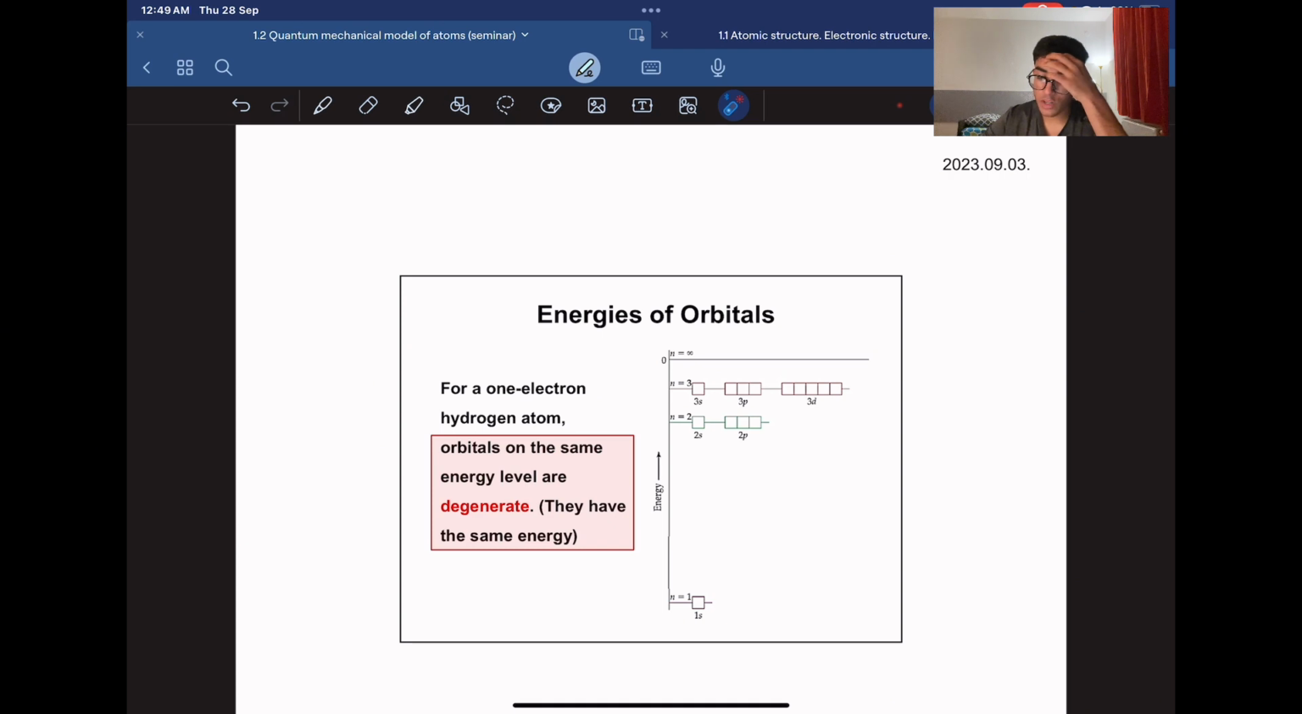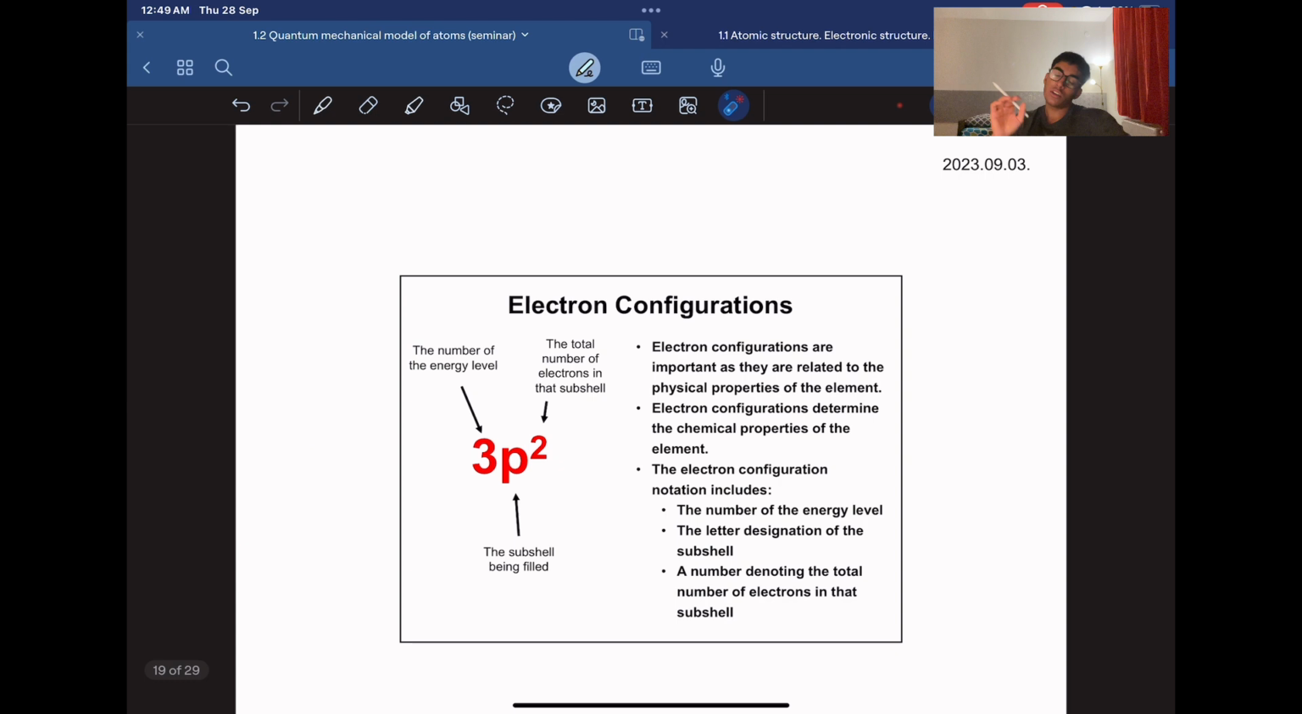Energies of orbitals. Orbitals on the same energy level are called degenerate. That's just one term. It's probably going to be asked in an MCQ. They're going to be like, orbitals on the same energy level are called what? You're going to say degenerate.